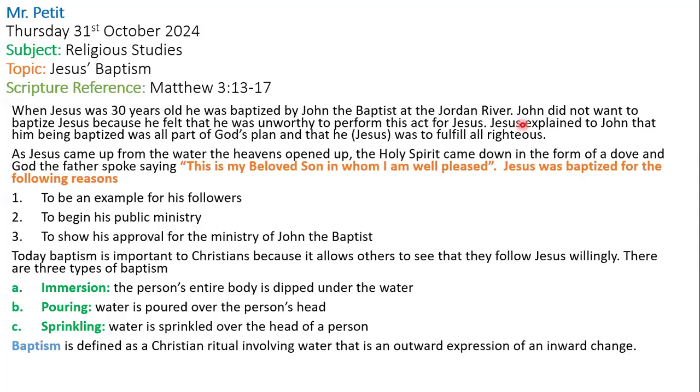Next question. What are the different types of baptism? Immersion, pouring, sprinkling. Very good. Immersion, pouring, and sprinkling.